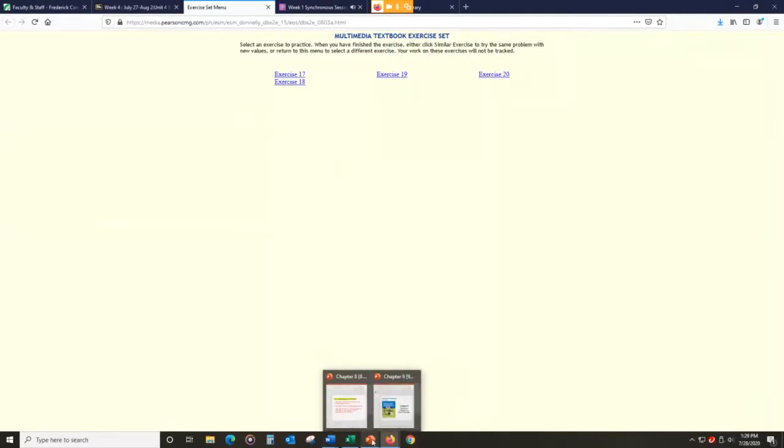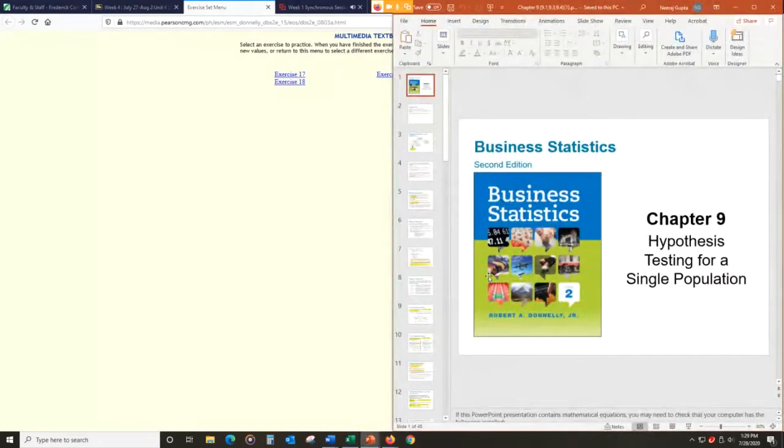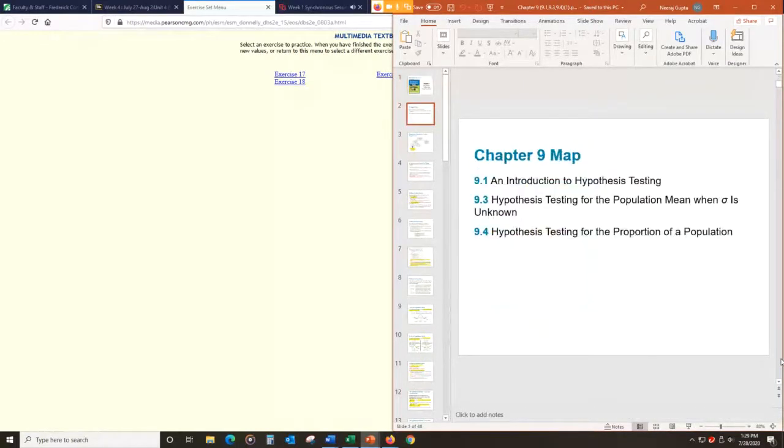Now let's go to our chapter 9. So in chapter 9, let me just point out a few things, and then I'll take an example because we are really running short of time. So in chapter 9, we are doing hypothesis testing.